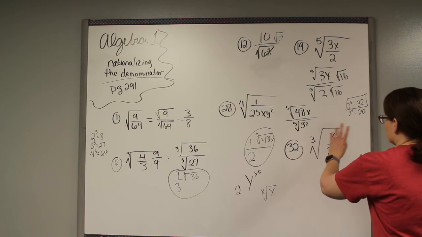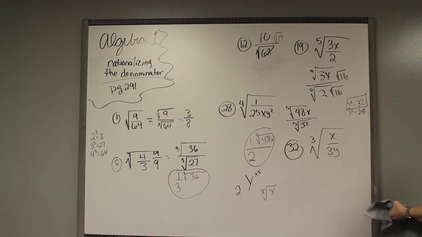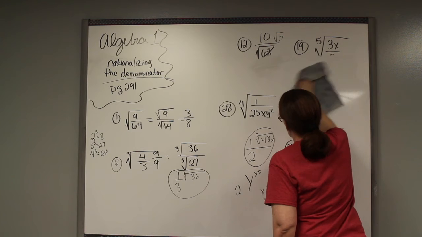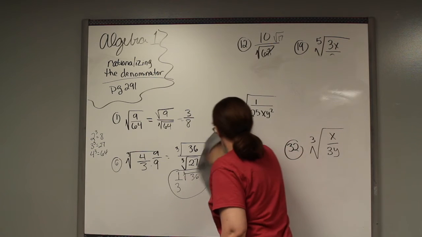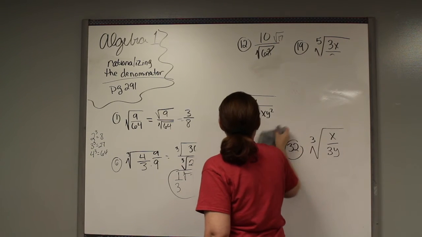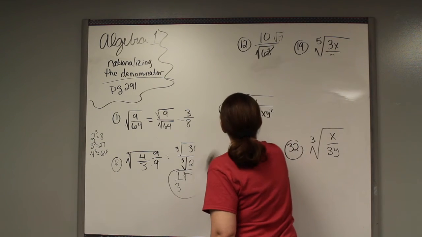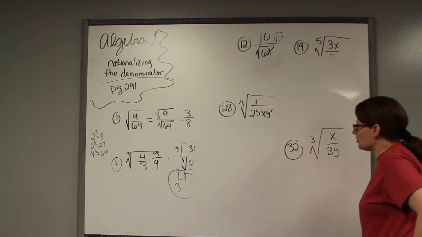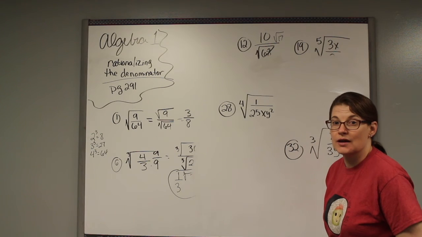Either way. All right, so I think we are on 28 now, so let me clear this off a little bit. Remember, you just want to pay attention to that root. That root is going to be the knowledge that you need to figure out what kind of root you're getting. So this is a 4th root. I picked this one because we haven't dealt with a 4th root yet.